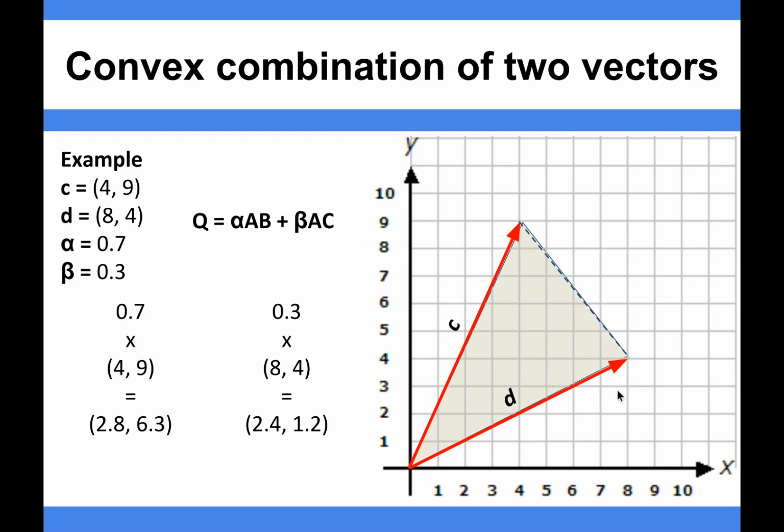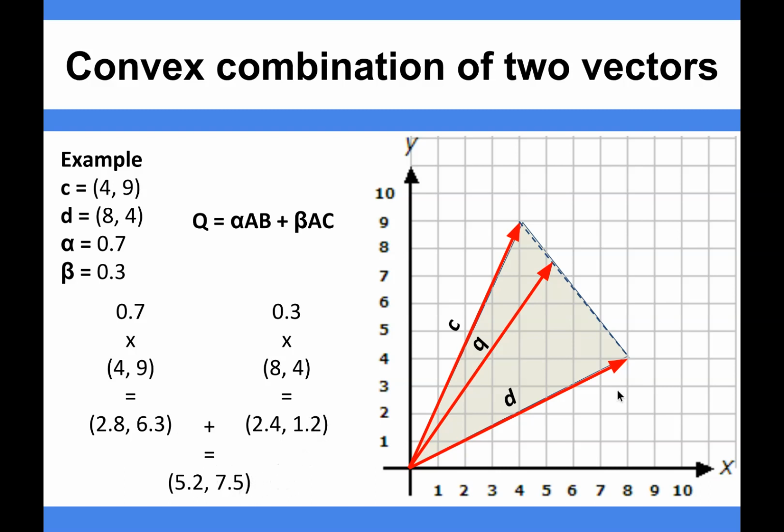So 0.7 times 4 is 2.8. I've used a calculator, I'm not doing this in my head. 0.7 times 9 is 6.3. 0.3 times 8 is 2.4. 0.3 times 4 is 1.2. And then we simply add those together, and we get 5.2 and 7.5. What I mean by add those together is, remember, we add 2.8 to 2.4 to get 5.2, and 6.3 to 1.2 to get 7.5.